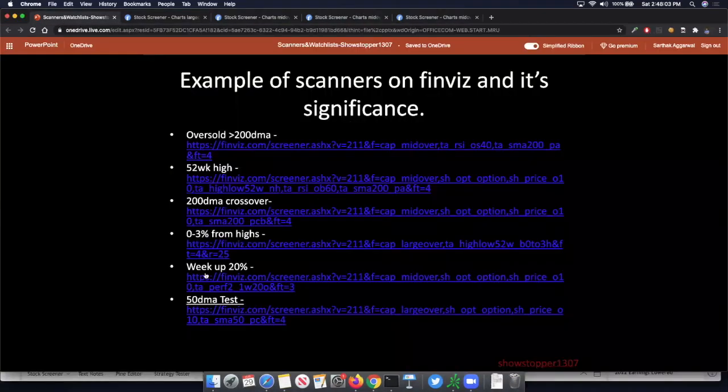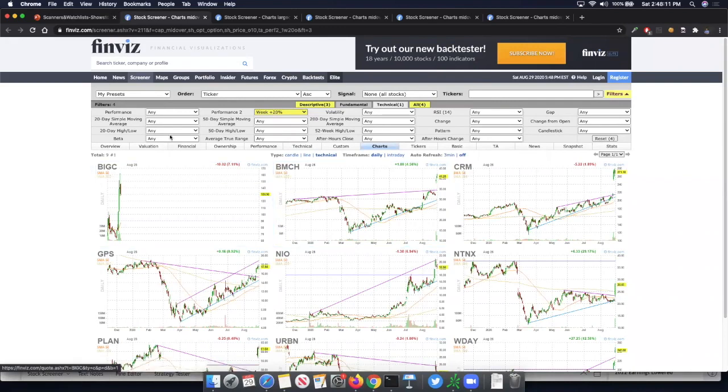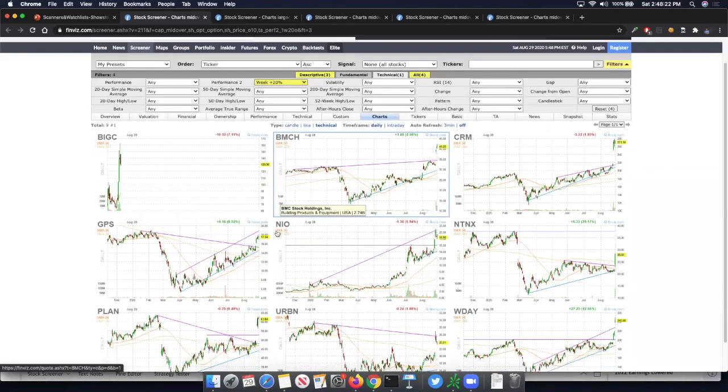Now, week up 20%. Yeah, I don't use this very frequently, but when I use it, let's say the market is down for 2-3 days, not big down, but it's consolidating. So this tells me if a stock, even after the market being down, is up 20% for a week, then that is something to take note of. When the market flies, usually those are the stocks which will go up. It's showing you relative strength.